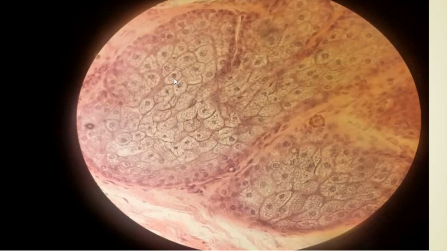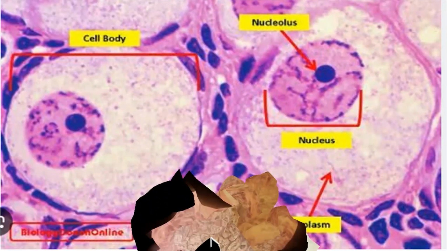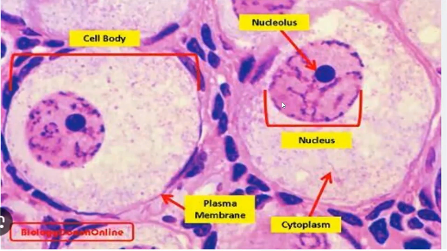And these dark things here are what we call nuclei. So this is a cell with its nucleus. This is a cell with its nucleus. This is a cell with its nucleus. So you see a lot of distinct nuclei. The sebaceous gland contains a lot of cells. Okay, so this is a sebaceous gland at very high power.